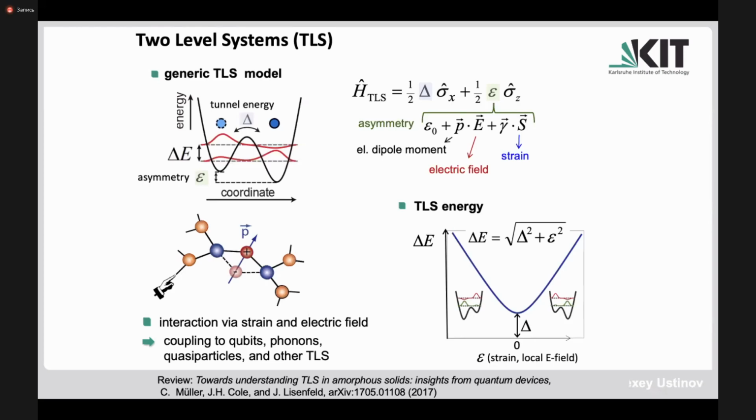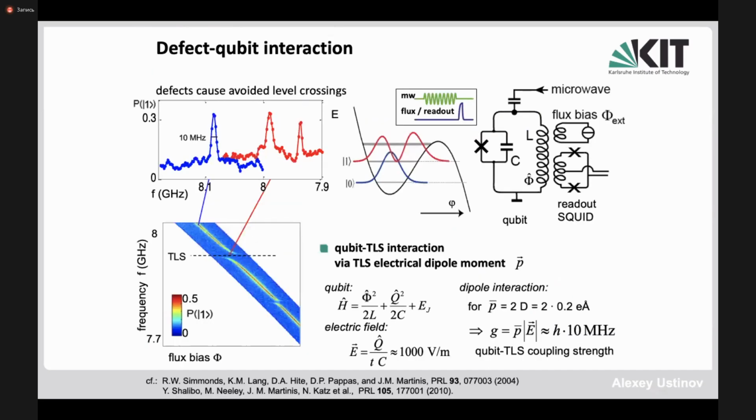Influencing the tunnel barrier between the states is, in the first order, or maybe even in the higher order, not relevant, because this barrier height is given by the material itself and not by external fields. So this is basically a local structure of the amorphous material at the location of the two-state system. So basically, we note here that these states should be depending on the locally applied fields.